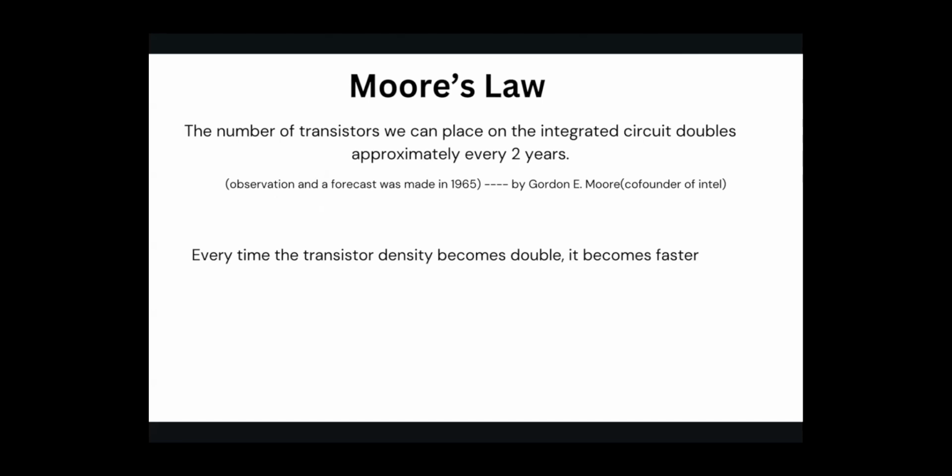Moving forward, when we talk about history, the first thing we have to keep in mind is Moore's law. Moore's law was an observation or forecast made by Gordon E. Moore, the co-founder of Intel, and what he states is that the number of transistors that can be placed on an integrated circuit doubles approximately every 2 years. Since this forecast was made in 1965, the assumption was that every 2 years the transistors would double, and every time we double the transistors, the transistor density doubles. That means the computer becomes faster, right?